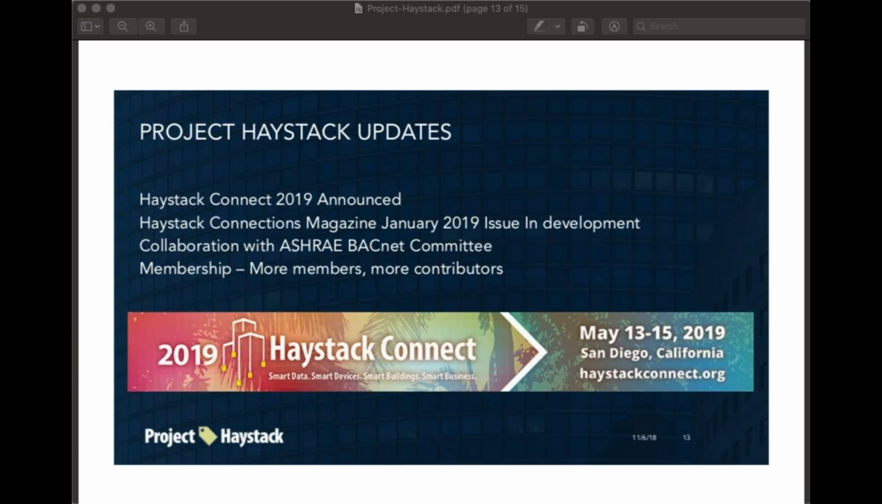Also, Haystack Connections, we launched a magazine 2 years ago, and we put out 2 issues a year. The last one had 50 pages of content produced by the community. And so the January issue is in development. So for any of you out there using Project Haystack, the editor would love to have you contribute some of your stories. The best place to do that is to go to the Project Haystack website and look at the blog. There's blog entries about contributing stories.